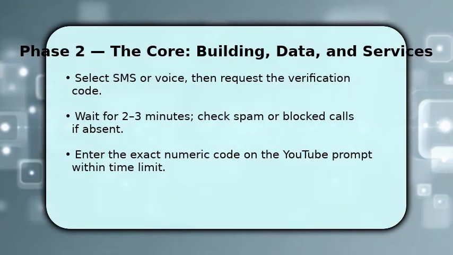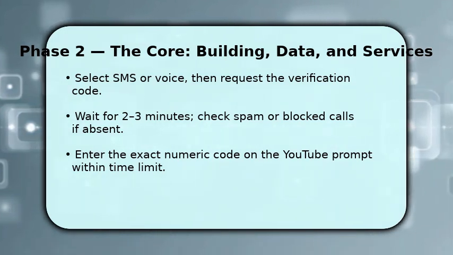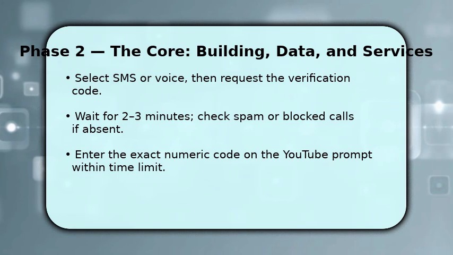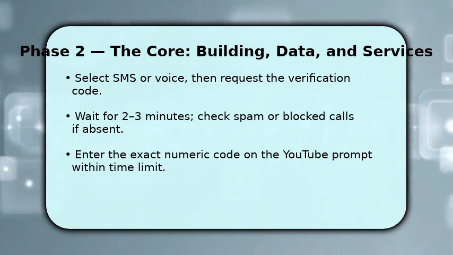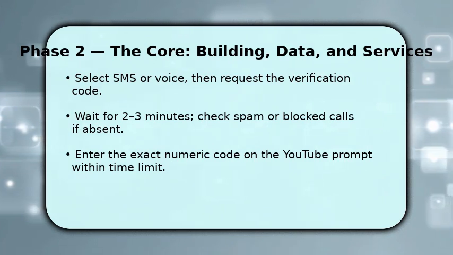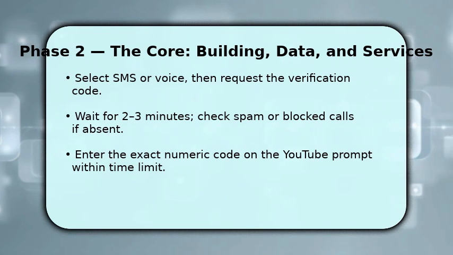Once you request the code, check your phone immediately. Choose SMS for speed or voice if SMS fails. You will usually get a numeric code within 2 to 3 minutes, so monitor messages and any call logs. If nothing arrives, make sure airplane mode is off, signal is present, and your carrier allows short codes.